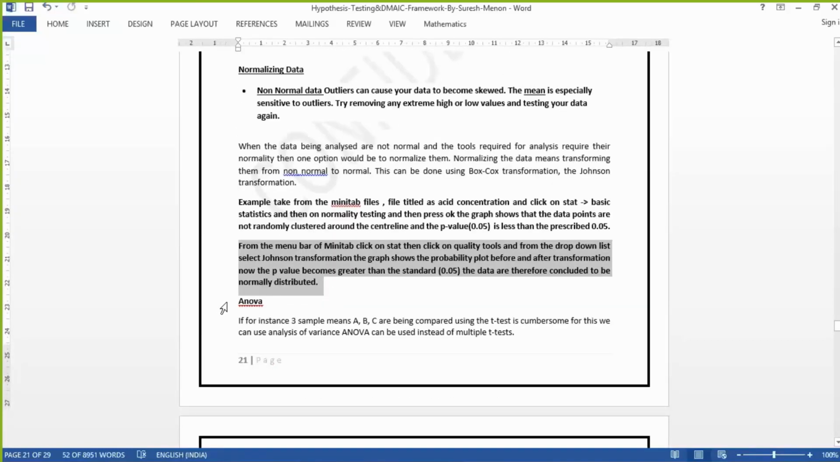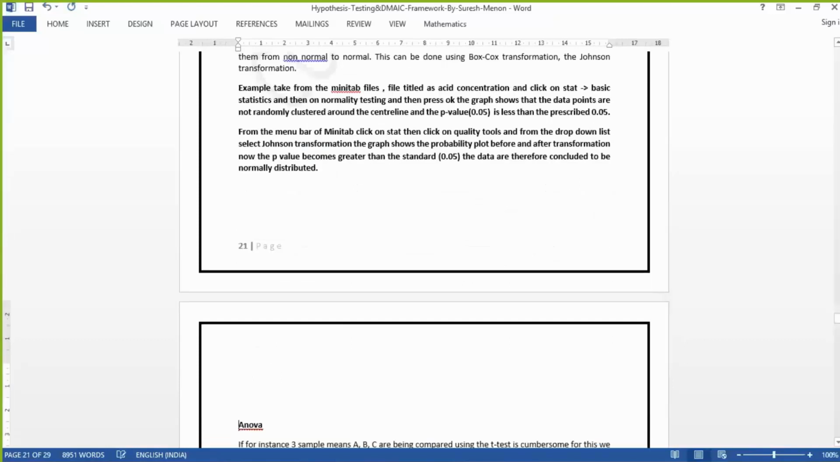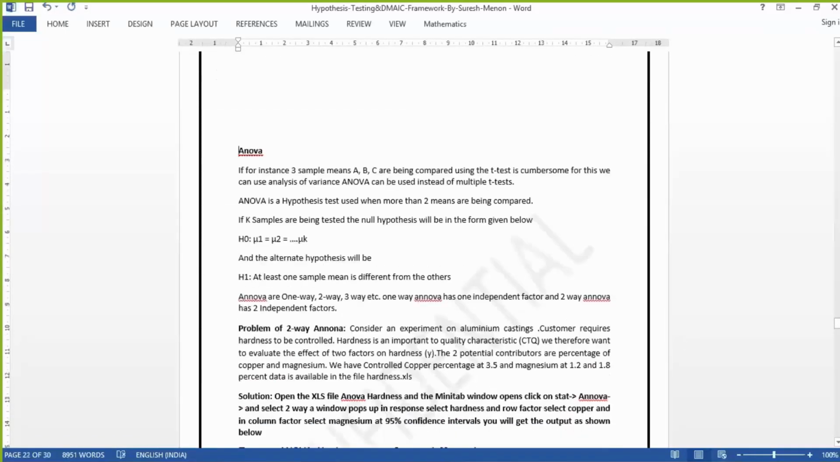From the examination point of view, you will be asked what is Johnson transformation or what is Box-Cox transformation. It's very simple. It's a process of converting non-normal data into normal data. Is everybody clear on this? Because this is very important, this will be asked in the exam. Please type in your answer or just tell. Yes, sir. Clear about Johnson's transformation.